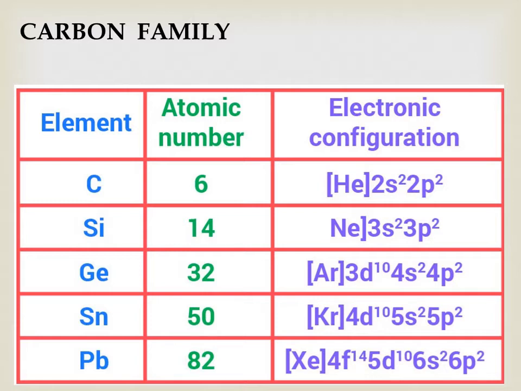For tin it is 5s2 5p2 and for lead it is 6s2 6p2. So my dear students, the general outer electronic configuration for group 14 can also be represented by ns2 np2, where n is the principal quantum number. As you come down the group, the quantum number increases by 1 unit. And students, you can see that the valence shell has a total of 4 electrons, 2 in the s subshell and 2 in the p subshell. So its general electronic configuration is ns2 np2.